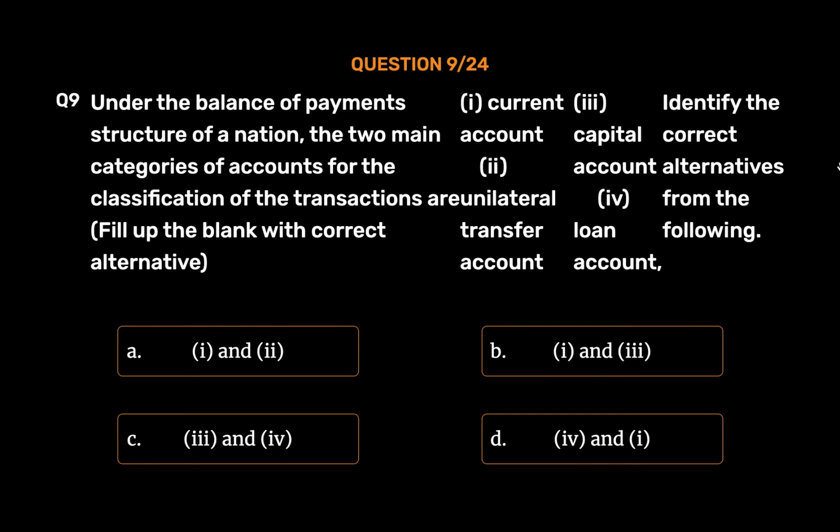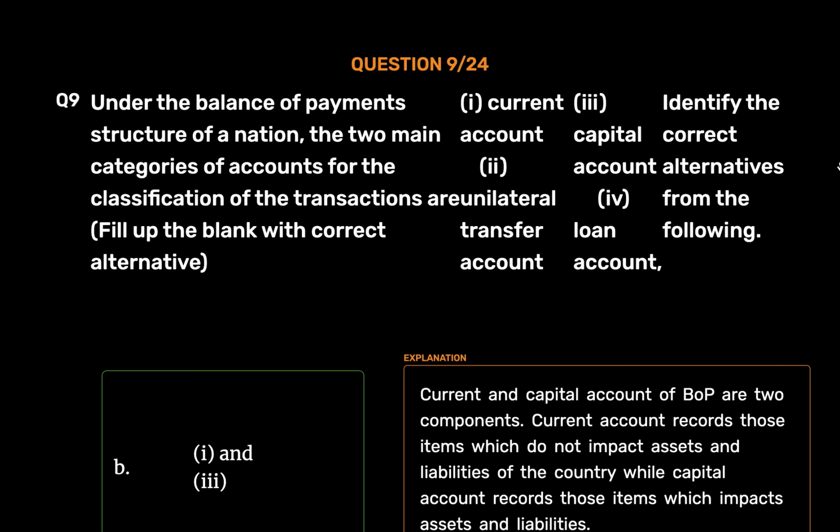The correct answer is Option B. 1 and 3. Current and capital account of BOP are two components. Current account records those items which do not impact assets and liabilities of the country, while capital account records those items which impact assets and liabilities.